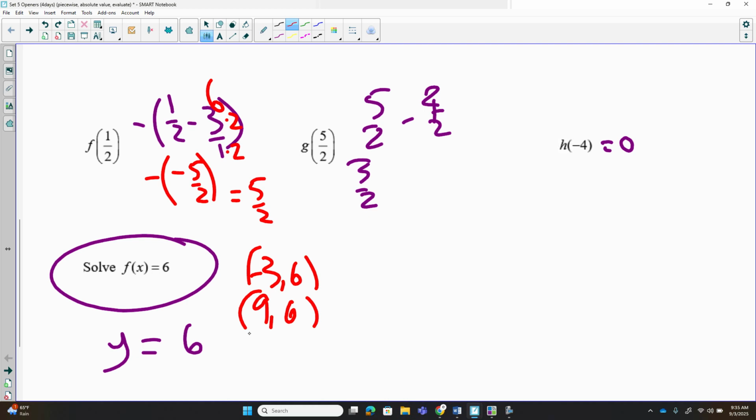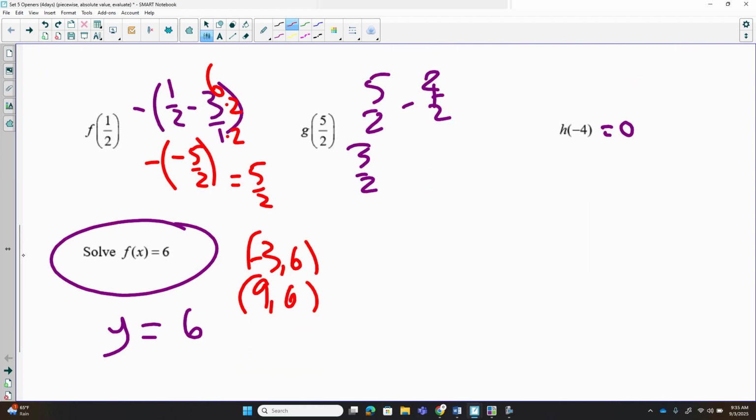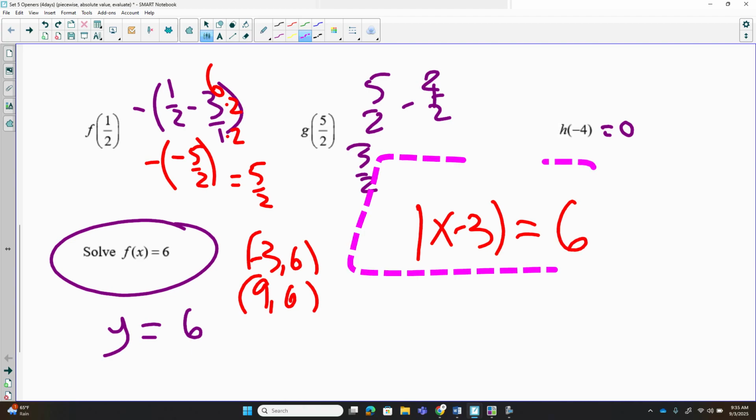You may ask yourself, how does this happen? Well, there's a song about that too. This is the absolute value of x minus 3 is equal to 6. So we are going to be solving absolute value equations that look like this. Okay?